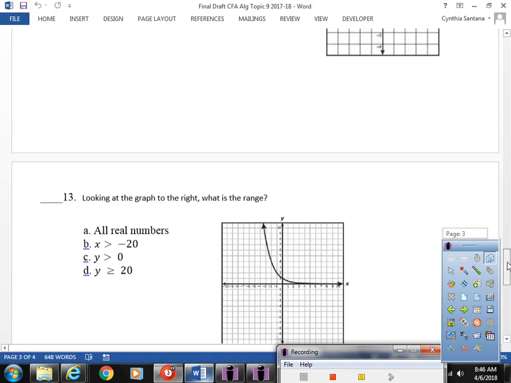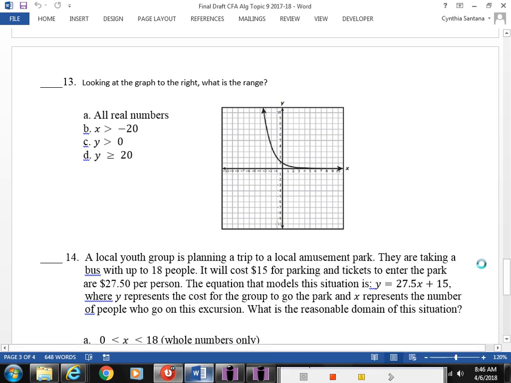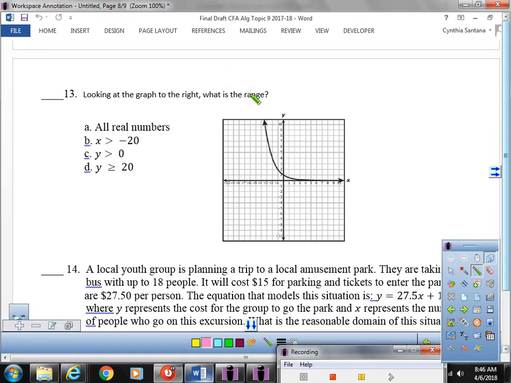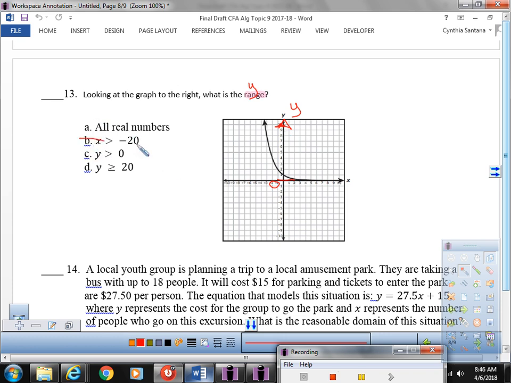Alright, now number 13, it says, look at the graph to the right, what is the range? So range means the low and high, because it's your Y numbers, like right away you should put a Y there. The lowest it goes is 0, the highest it goes is to infinity, but this is not double arrows. You have a bottom number of 0, and then it goes to only positive infinity. So it can't be all real numbers, and it can't be B, because B has an X, so I would have gotten rid of those two right off the bat.